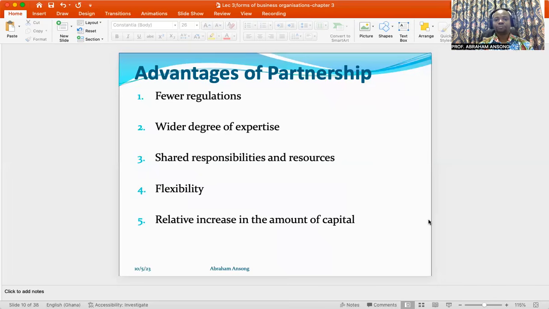with sole proprietorship, the business is limited to that. If you come to partnership and you have, say, 20 partners, and all of these partners have knowledge in various functional areas of business, then all things being equal, a partnership is likely to have wider expertise available to it than sole proprietorship. All right. The next point goes similarly. We can explain it in a similar fashion. There are shared responsibilities and resources.